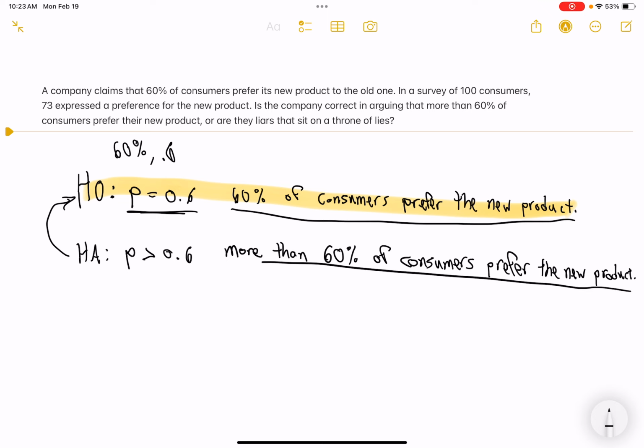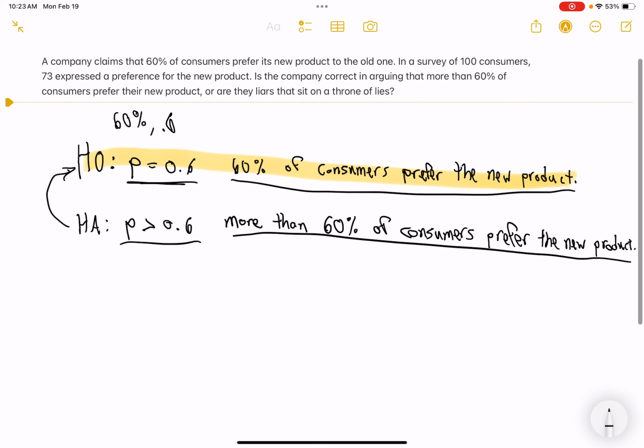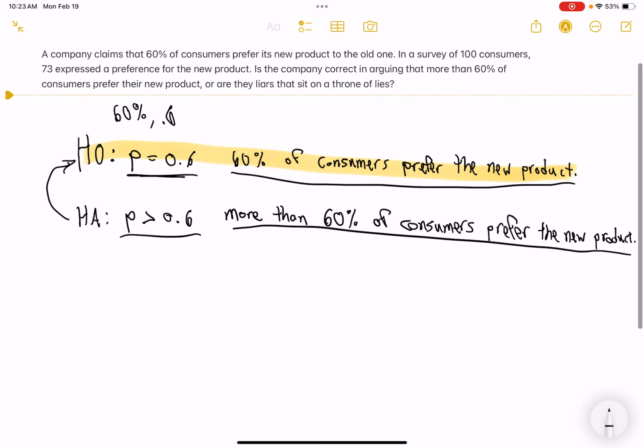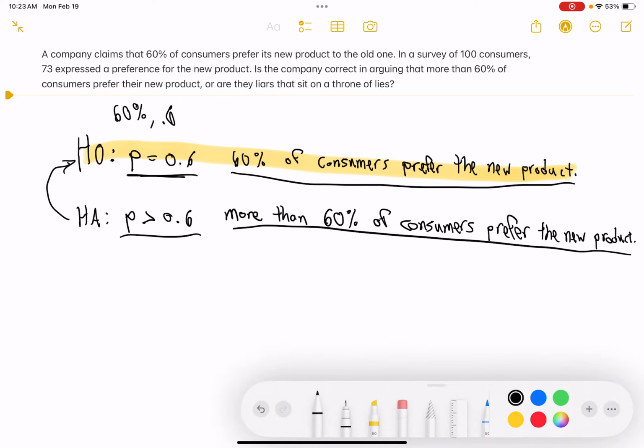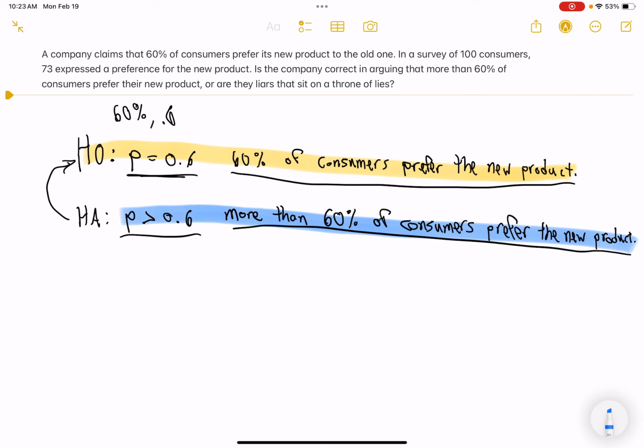Okay, so again, we have our statement and we have our proportion. Now, we don't know for sure if we can argue that more than 60% of consumers enjoy the new product, because even though we have a sample proportion, 73 out of 100 consumers, we're not sure if that's strong enough to prove our point. So that's what we're going to find out today. Just to make it clear, that's what an alternate hypothesis should look like.